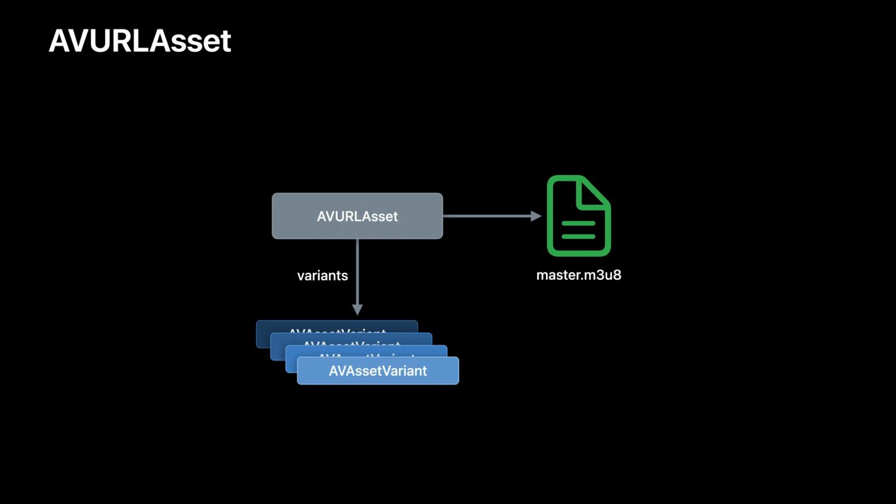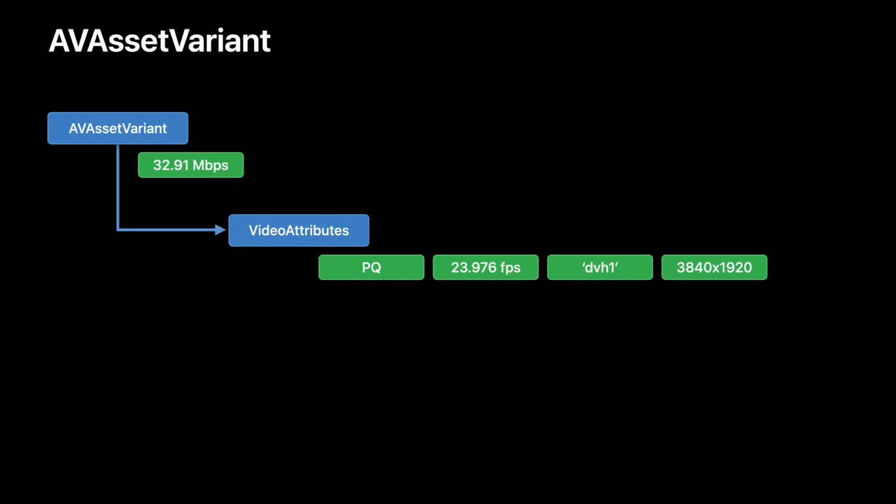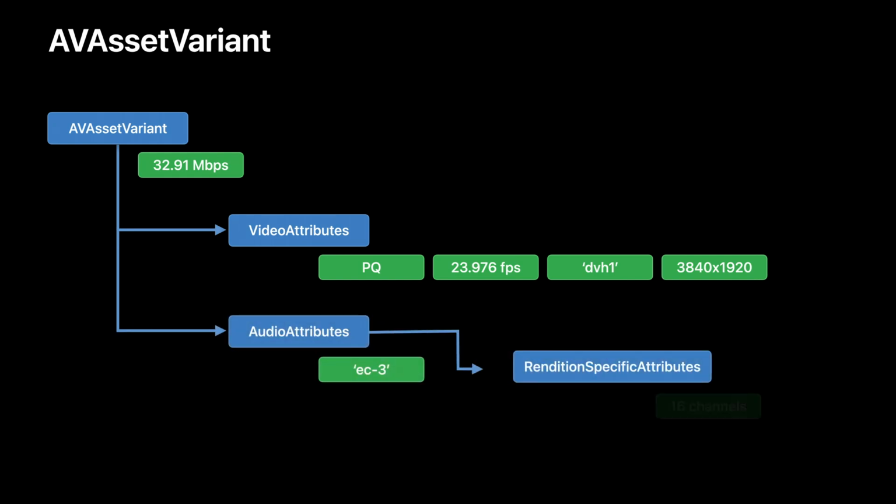This AVAssetVariant, as we see here, represents an HLS variant as is from the master playlist. So it has multiple properties representing different media attributes. Some of the attributes, such as the media bitrate, can be accessed directly. Other attributes, such as those related to video and audio renditions, are grouped together in their own subclasses. They are called video attributes and audio attributes respectively. As you see, each of them has relevant properties which you can use to understand your asset. Now, you know how to inspect HLS variants in AVFoundation.